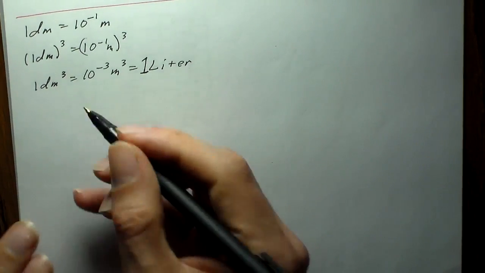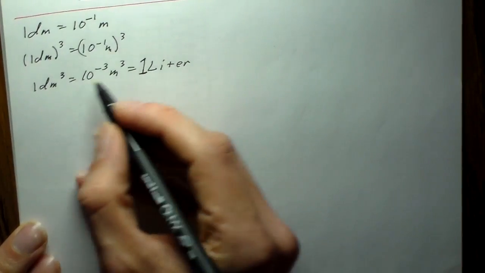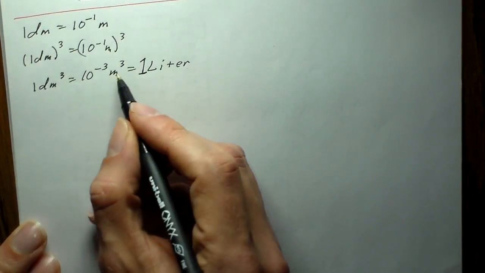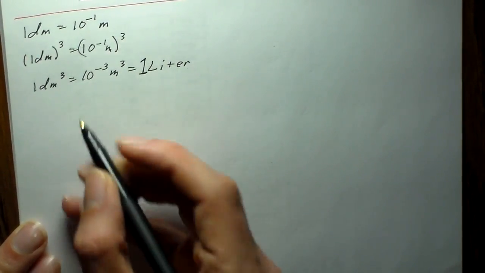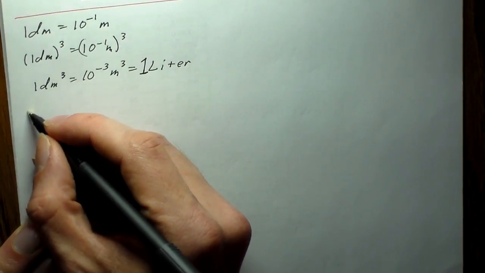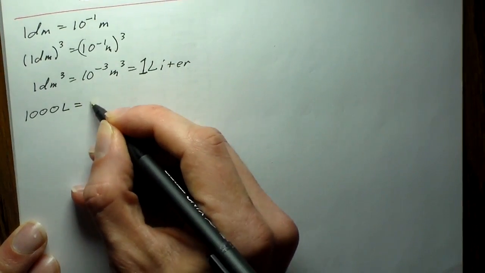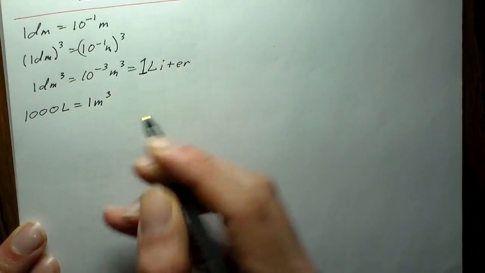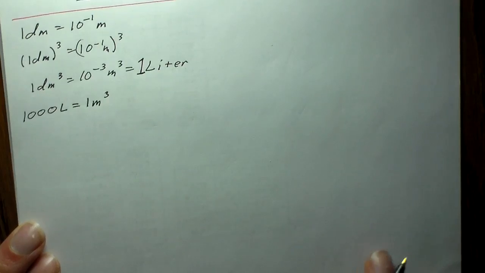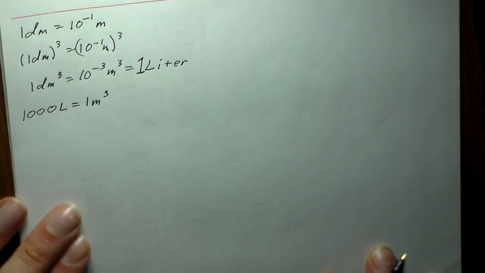And we may also see this represented as, instead of 1 cubic decimeter or 1 liter is 10 to the minus 3 cubic meters, we might also see this represented as 1,000 liters is equal to 1 cubic meter. So this is also a very common way of writing this out.